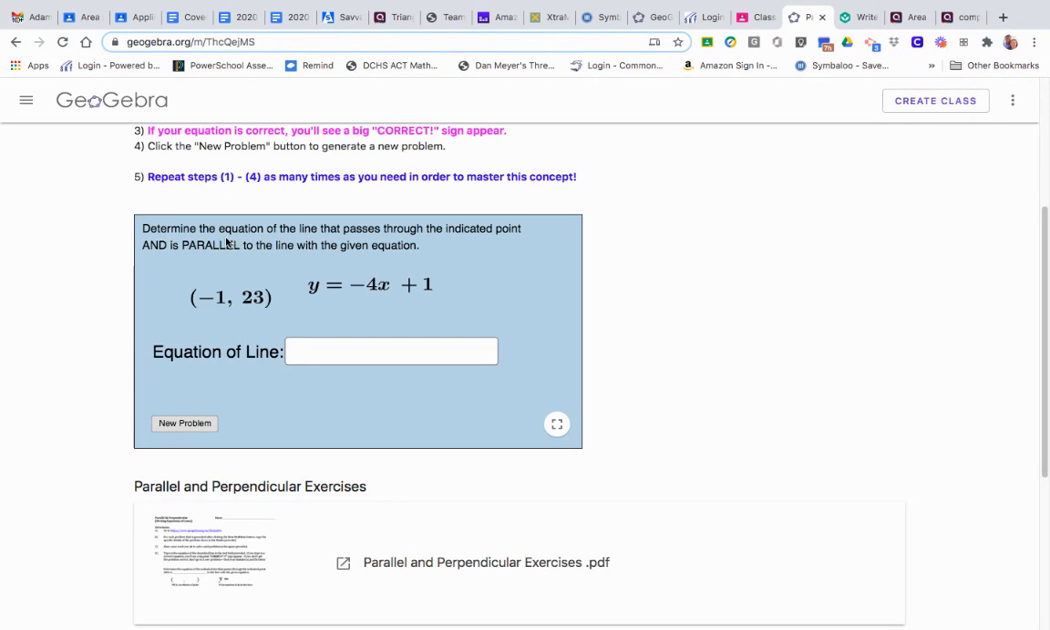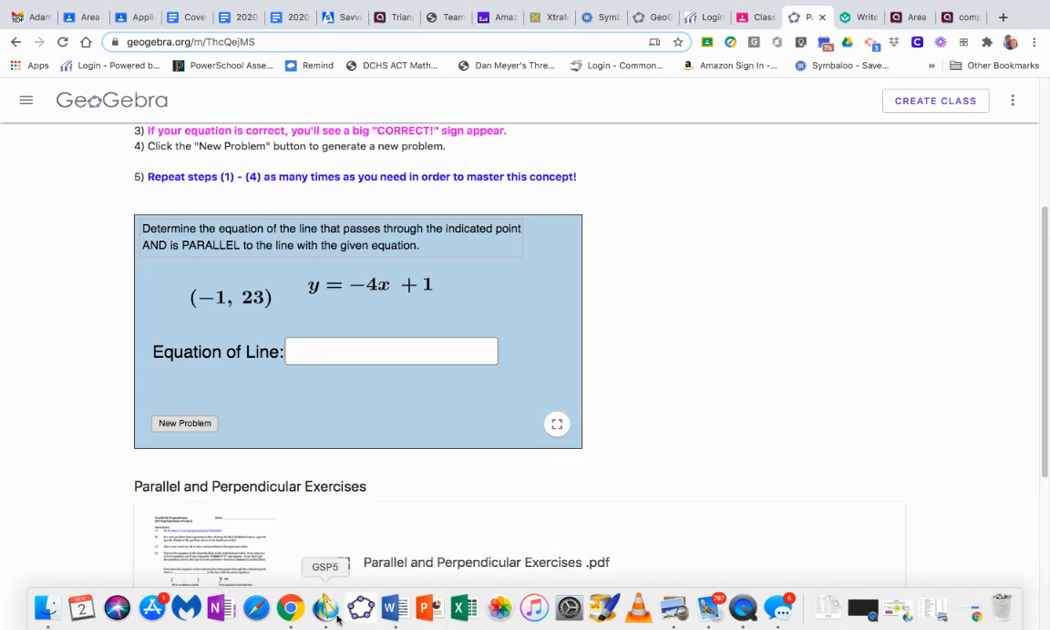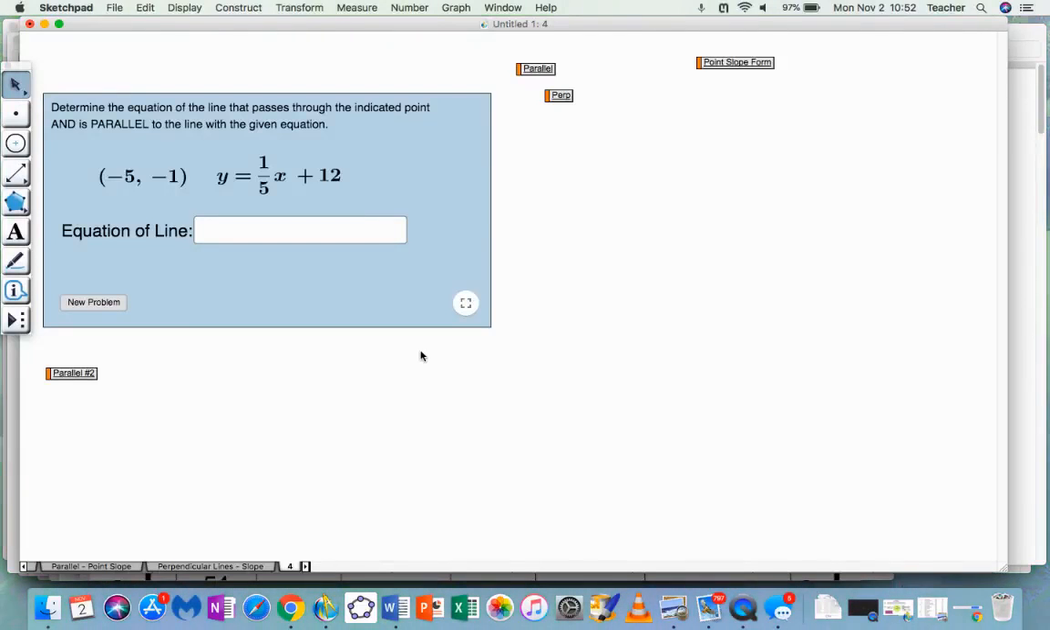Basically, this is what it is. There's two different types of questions. This says determine the equation of the line that passes through the indicated point, which in this case is (-1, 23), and it's parallel. That's the key. We need to check and see if it says parallel or if it says perpendicular. So I'm going to do one of these to let you see what it looks like. This may not be yours. This is just one of the ones that may pop up.